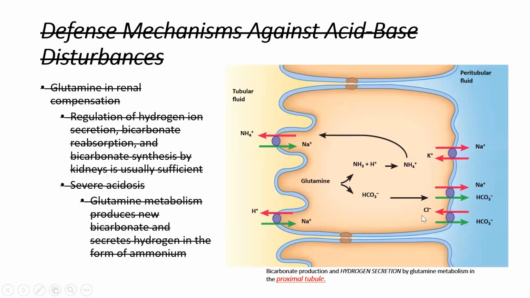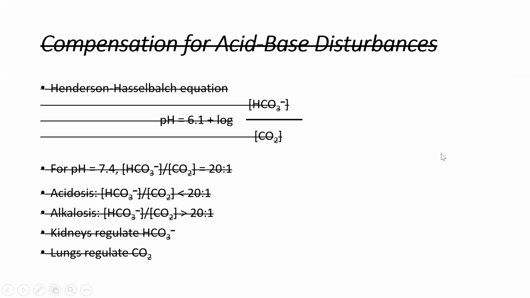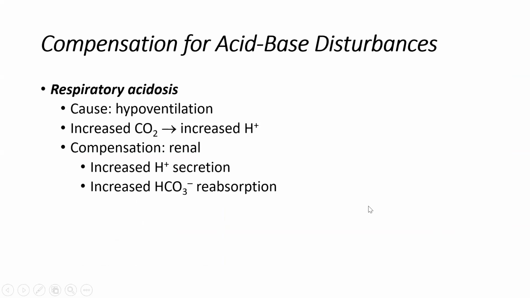Okay, we're going to skip over this slide that speaks about glutamine, so we're not going to talk about glutamine at all. And we're also going to skip over this slide that speaks about the Henderson-Hasselbalch equation for calculating the pH. We're not going to look at this at all. And we're going to move right on to looking at the compensation.